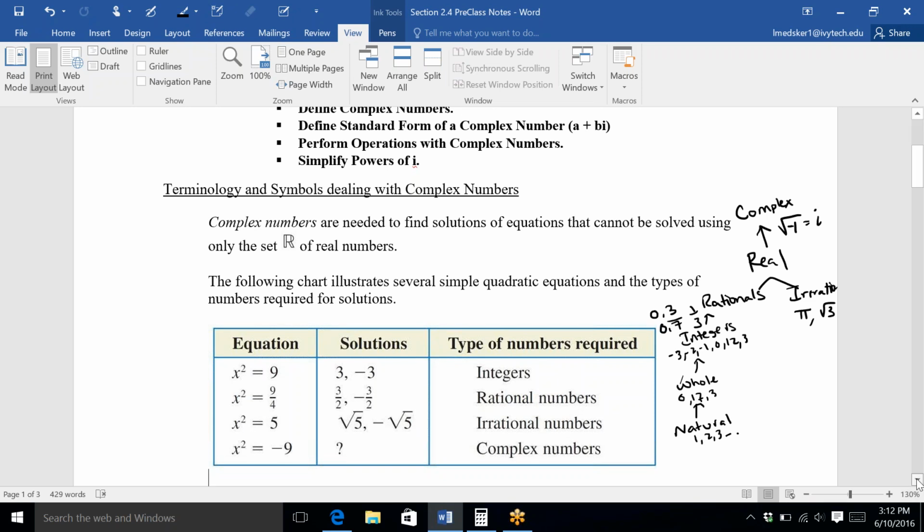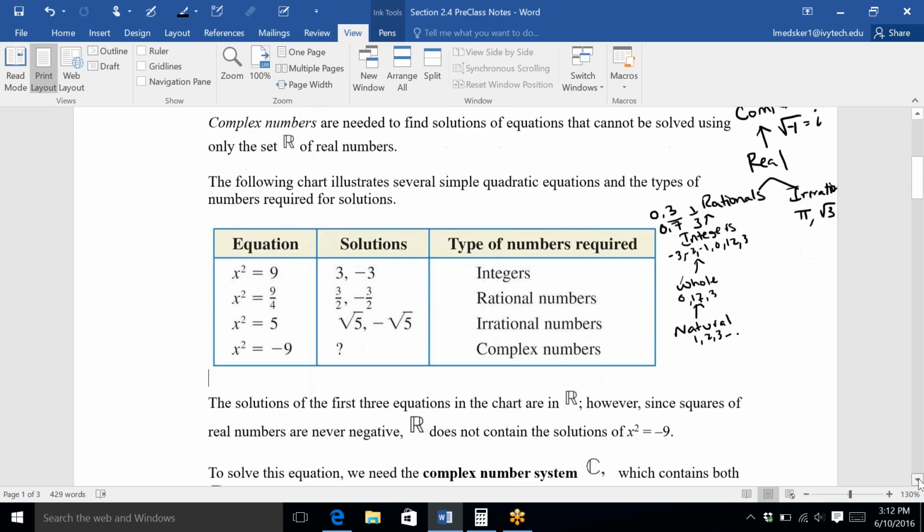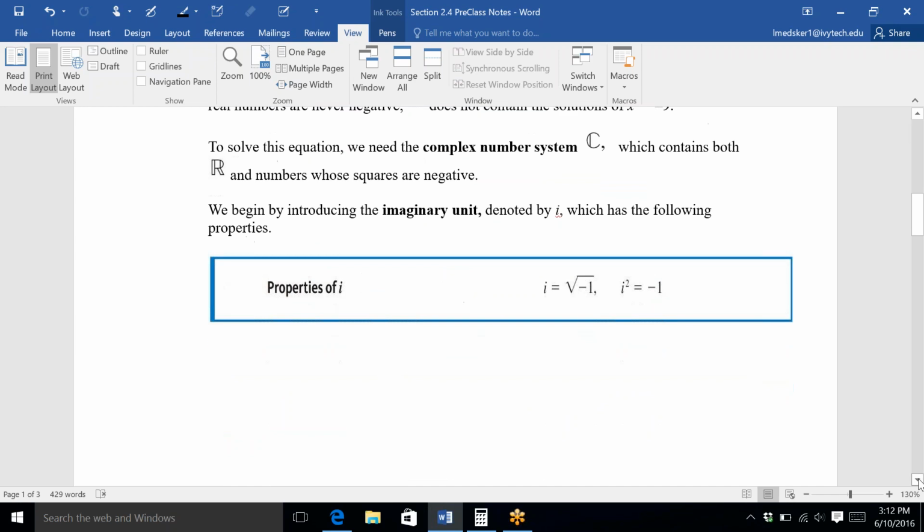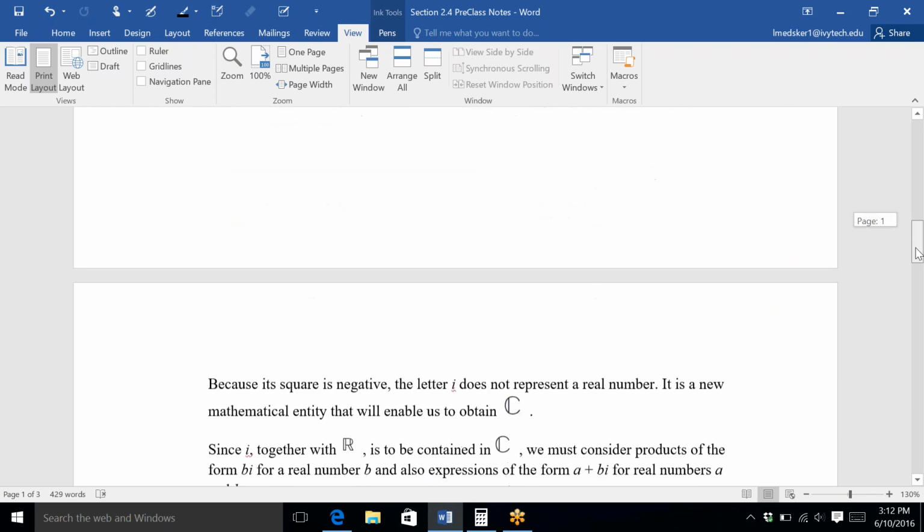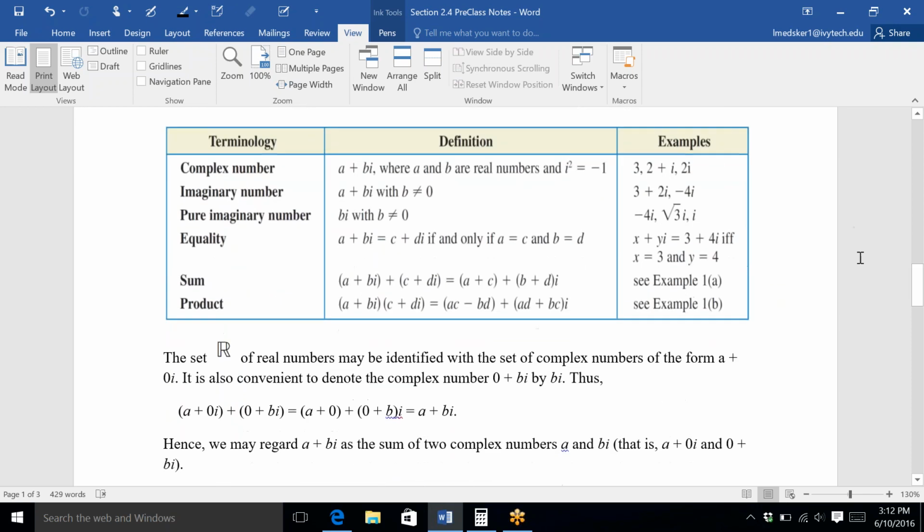Now, some important things you have to have memorized. It's just some definitions. These two properties are things that you have to know. Anytime you see a negative under a square root, it will be pulled out as an i. And then i squared is just squaring both sides, so i squared has to equal -1. Anytime you see i squared, you must change it to a -1.